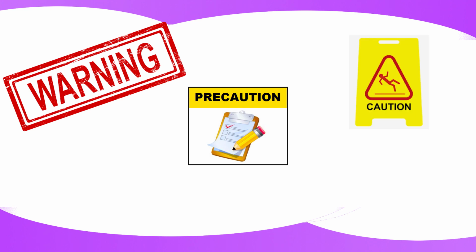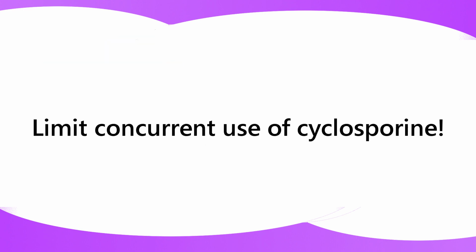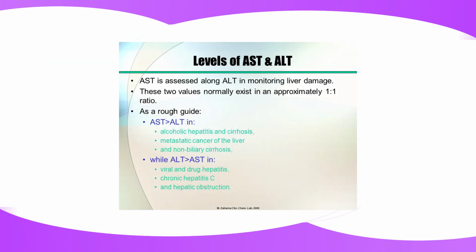Oh yeah, and there are some warnings and precautions and stuff like that. Nothing major except this one little thing. What was it now? Oh yeah. Limit the concurrent use of cyclosporine. Caspofungin commonly elevates the hepatic transaminase enzymes, AST and ALT, with concurrent use of cyclosporine.